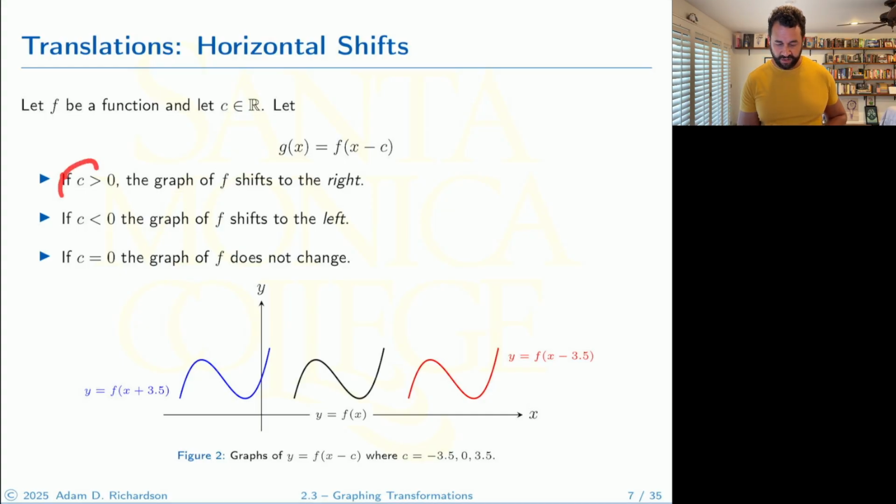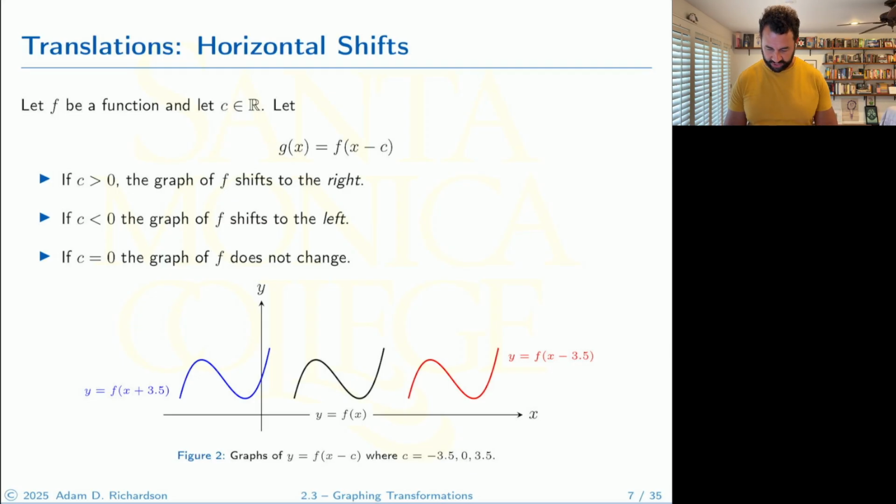But if the number c is greater than 0, this is going to shift the graph of f to the right. Okay? So this is x minus c. If c is positive, this is going to go to the right. If c is negative, this is going to go to the left. And if c is 0, there's no change.